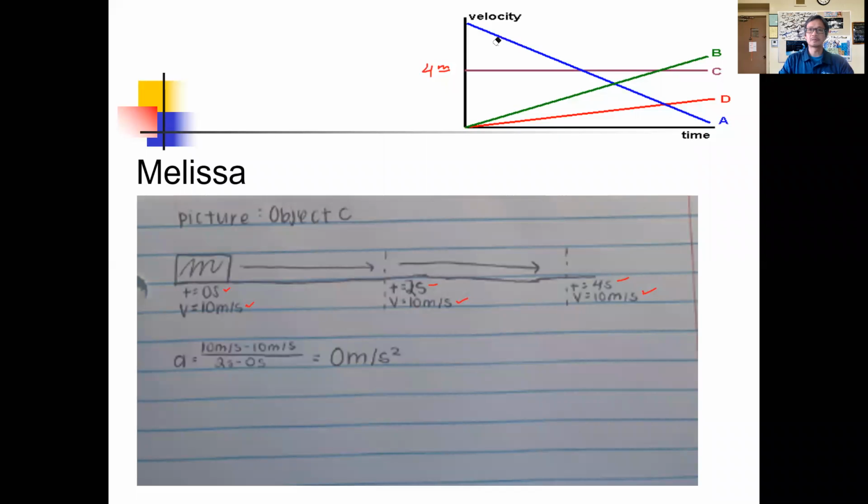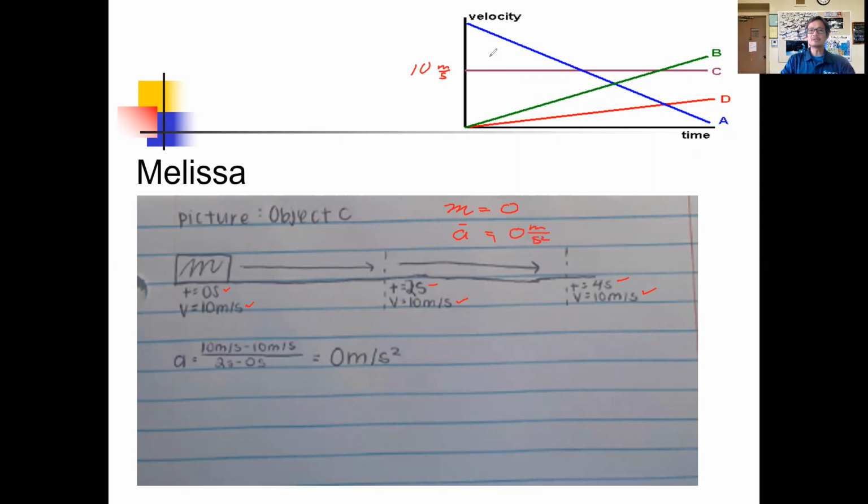Okay. Melissa's pointing out that at this point on the graph, the velocity is 10 meters per second. The slope for this object is 0. There is no slope here. And so if the slope is 0, remember, slope on a velocity-time graph gives us acceleration, so the acceleration will also be 0.